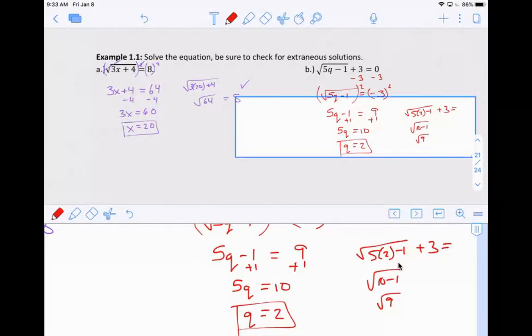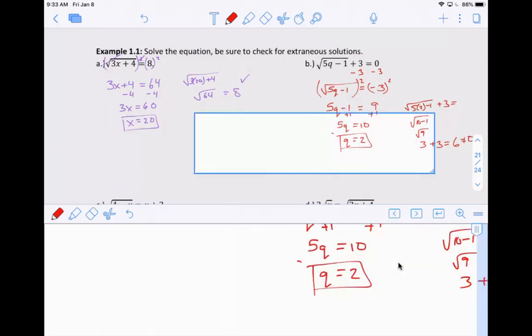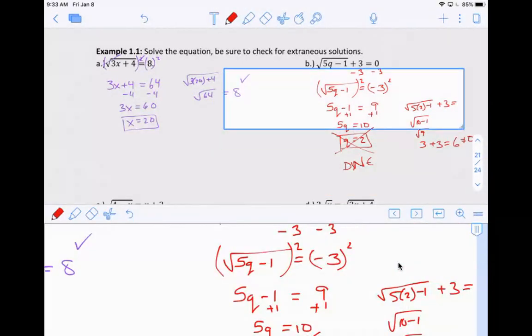The square root of 9 is 3, plus 3. Interesting. Does not in fact equal 0. And so this is an extraneous solution. There actually is no Q. Now, why did this happen? There was actually something that notified me that this wasn't going to work within the first couple steps of the problem. Obviously, if you miss it, that's a problem.